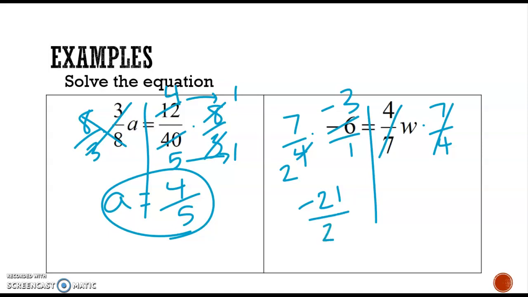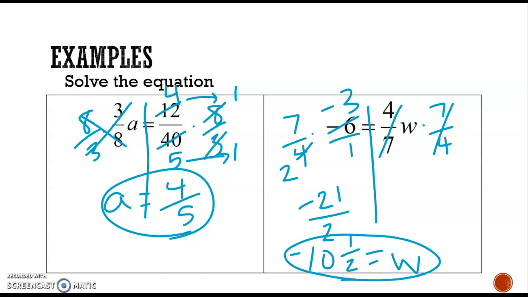Since -21 is in the numerator and it is bigger, this means we need to change it to a mixed number. So 2 goes into 21 10 times with 1 left over, and bring down that negative. So w equals -10 1/2.